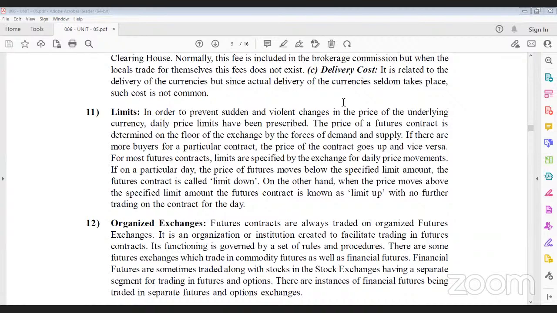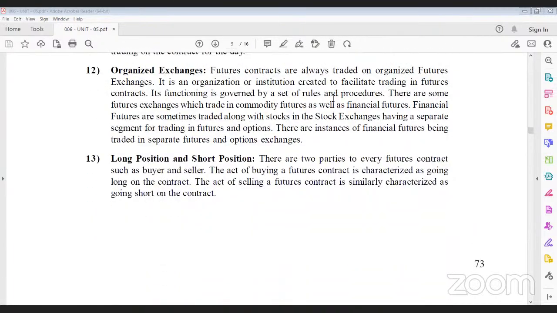Then we have organized exchanges. What is an organized exchange? There are some futures exchanges which trade in commodity futures as well as financial futures. In any organization or institution, a facility to trade futures contracts is organized through organized exchanges. At times, financial futures are also traded in separate futures and options exchanges.